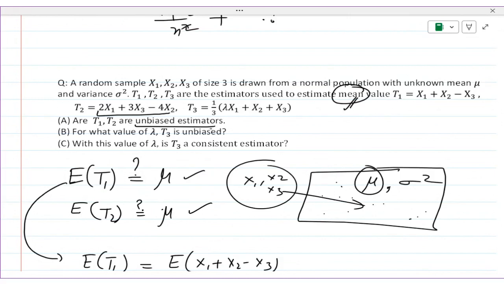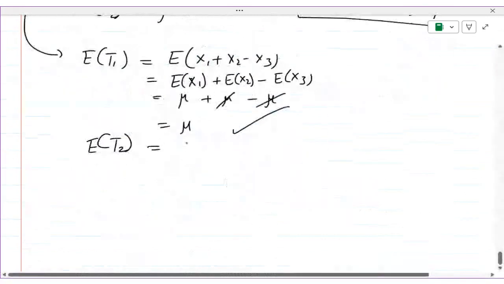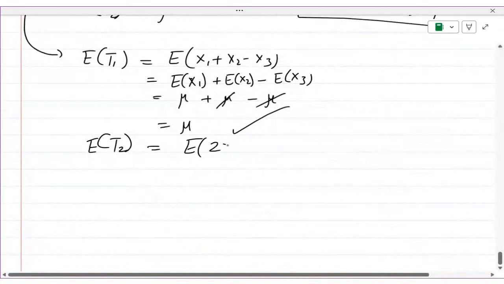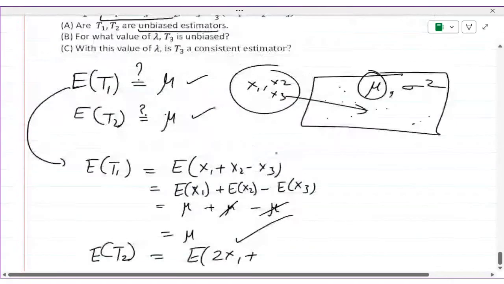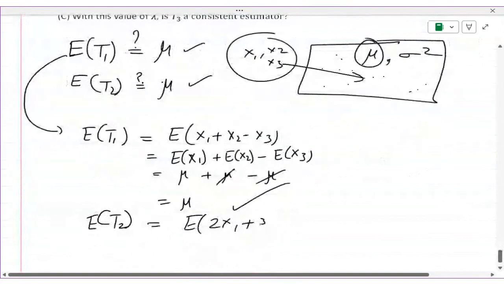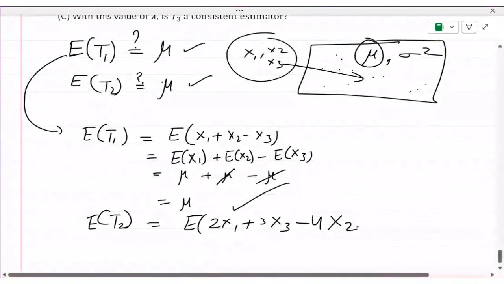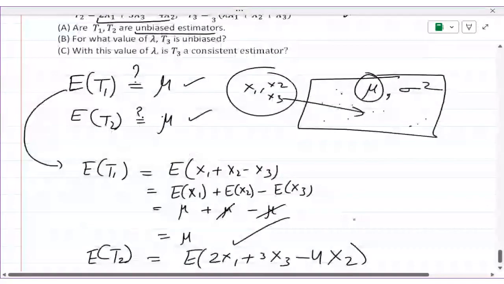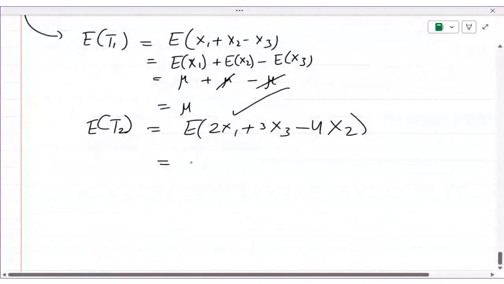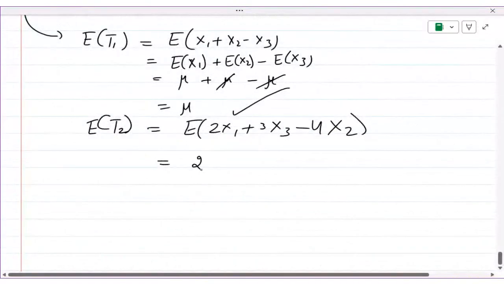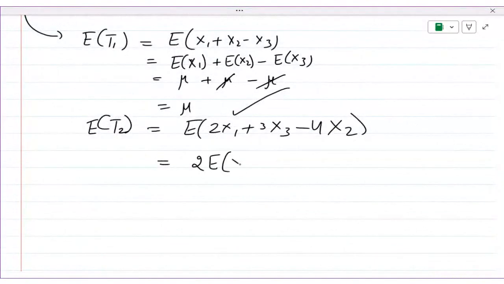So now I will put 2x1 plus 3x3 minus 4x2. So the expected value of 2x1 plus 3x3 minus 4x2. Now I will use the properties of expectation. Constants will come out of the expectation.